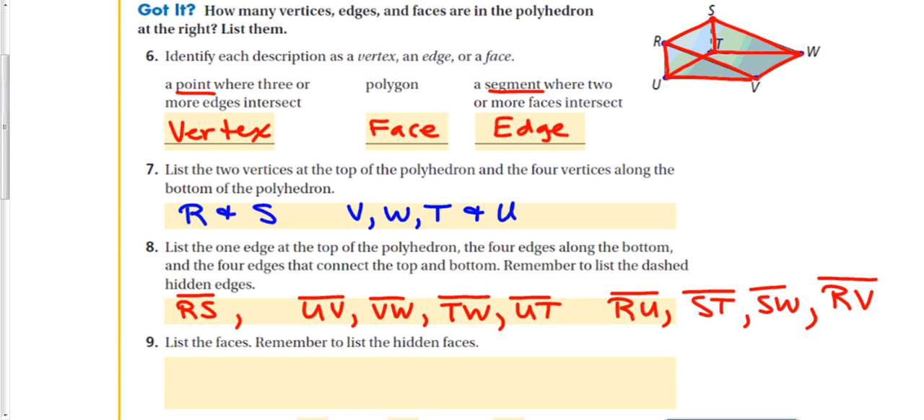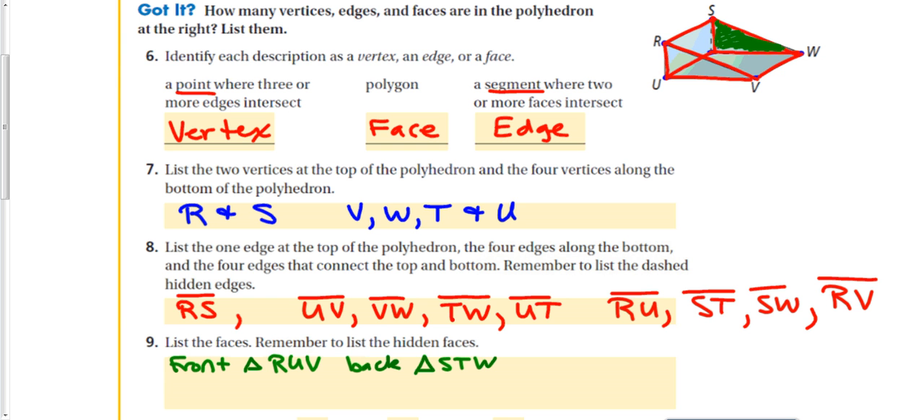Now we need to list the faces. Okay, so the faces. I'm going to do the front is triangle RUV. The back is triangle STW. I'll highlight that one. STW is a face. I've just erased the T. So that's a triangular face. That's the one in the back.